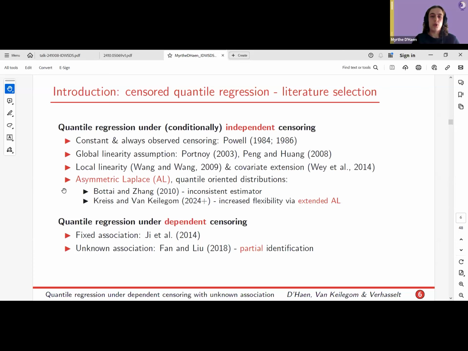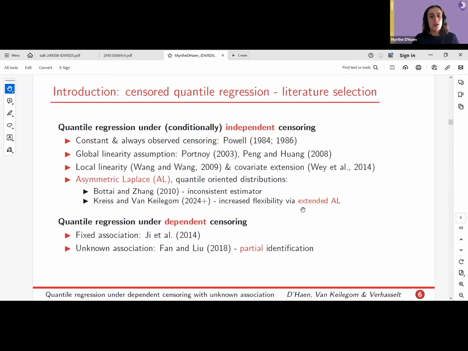Let me just point out here that there are also some papers that use an asymmetric Laplace distribution to get the quantile orientation in their work. One of them was a paper by Botai and Zhang, but their estimator turned out to be inconsistent. And then in a very recent, still to be published paper, this asymmetric Laplace distribution was extended to an enriched asymmetric Laplace to obtain sufficient flexibility. And this will actually be important for our work because we will also work with this enriched asymmetric Laplace distribution.